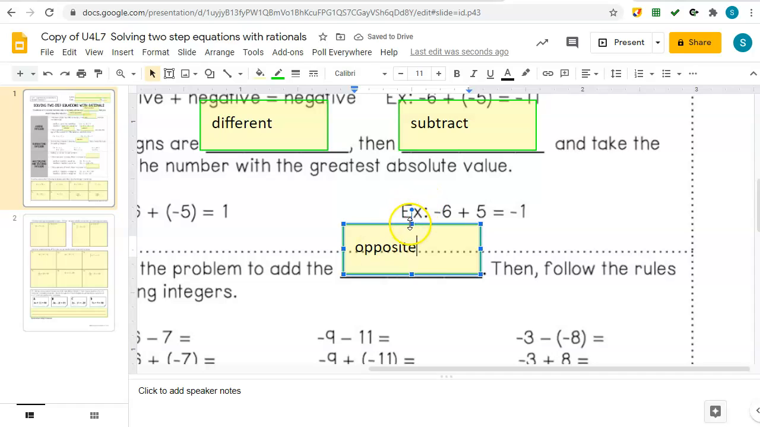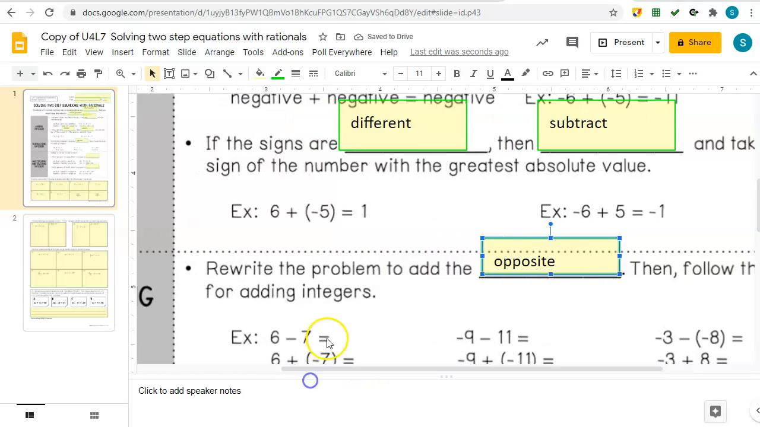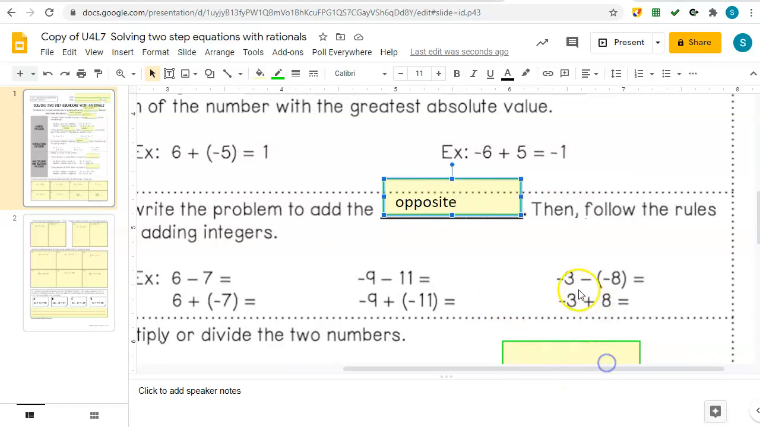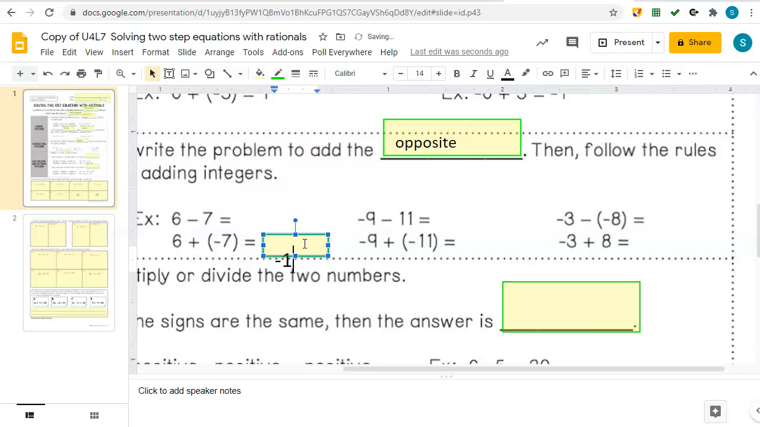Since we're adding the opposite, then we follow the rules for integers. So, for example, 6 minus 7 is 6 plus a negative 7. Negative 9 minus 11 is negative 9 plus a negative 11. Negative 3 minus a negative 8 is negative 3 plus the opposite, which is 8. Now, let's go ahead and fill in what each one of those are. Note, opposite signs, we subtract, we keep the sign further from 0, that's negative 1.